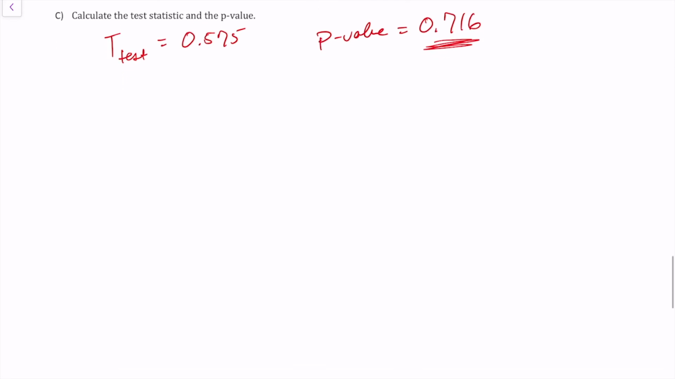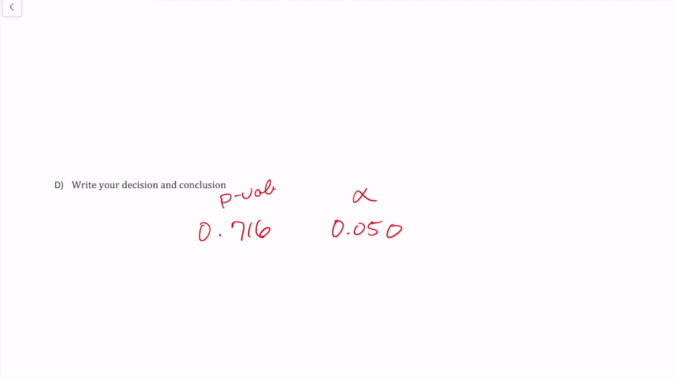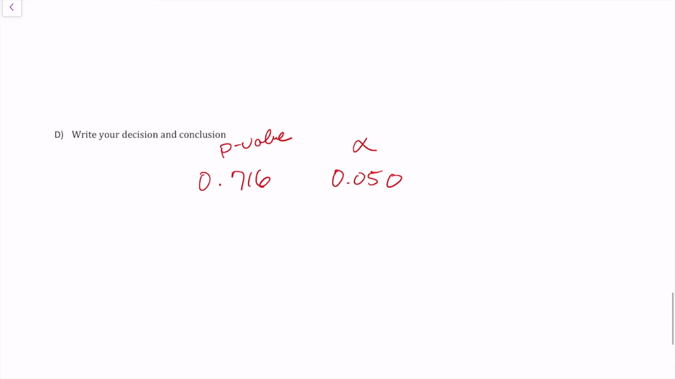All right. So now we need to compare our p-value of 0.716 to our alpha level of significance, which is 0.05. So this is alpha, this is the p-value. We've kind of already discussed this, but the p-value is greater than alpha. 0.716 is greater than 0.05, right? So therefore, we should not reject the null hypothesis. So do not, or fail to, whatever you want to say, do not reject the null hypothesis.